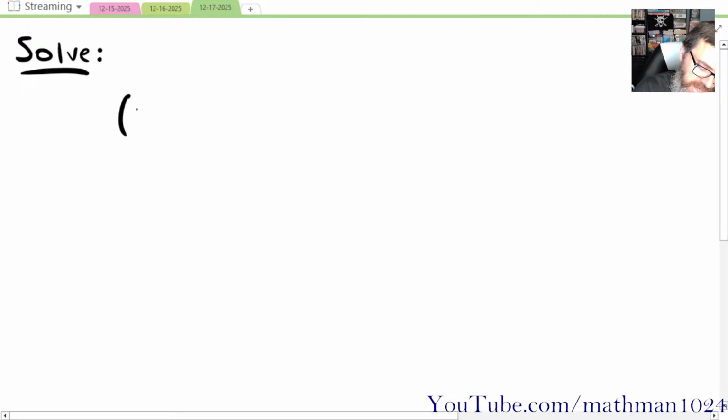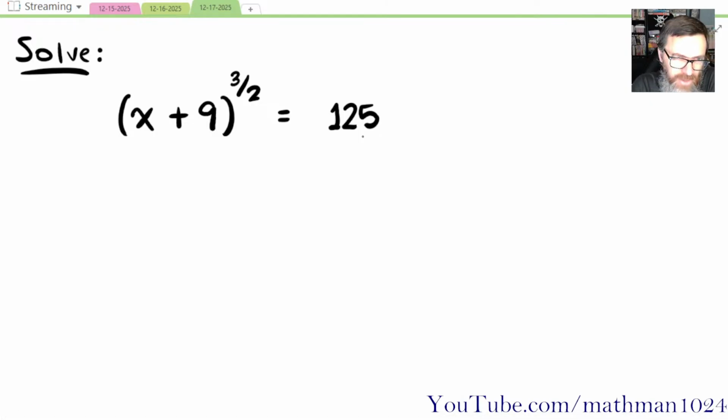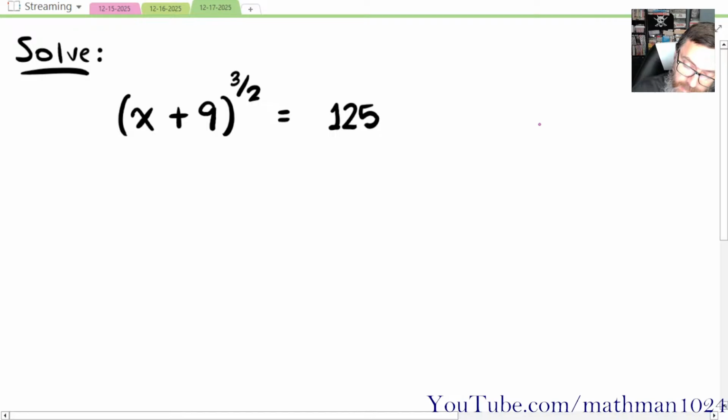So if I have, let's say, x plus 9 to the 3/2 is equal to, let's just say, 125. Believe it or not, this is still considered a radical equation, and that's really because of that power, the power being a fraction. So a rational power is indicative of a root. So we didn't really talk about this the other day. We're talking about powers, but here's something that you need to know.